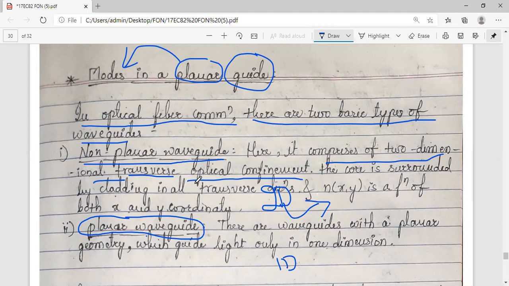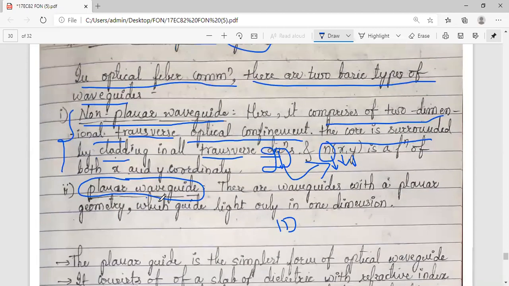So here it comprises two-dimensional transverse optical confinement. Optical confinement means we are talking about the optical fiber waveguide. Here the core is surrounded by the cladding in all transverse directions, and xy indicates two variables, x direction and y direction. That's why n, your refractive index, is a function of both x and y coordinates. So this is about the non-planar waveguides.